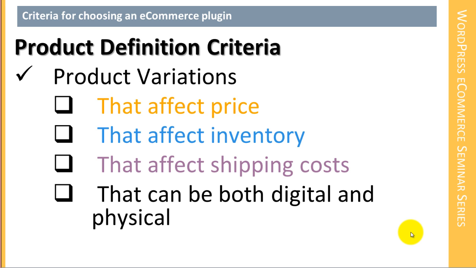So when you're looking at product variations, you want to know whether or not those variations can affect all those aspects of it or not. And it makes logical sense that it would, but in point of fact, it can't in some plugins. So these are things you need to consider.